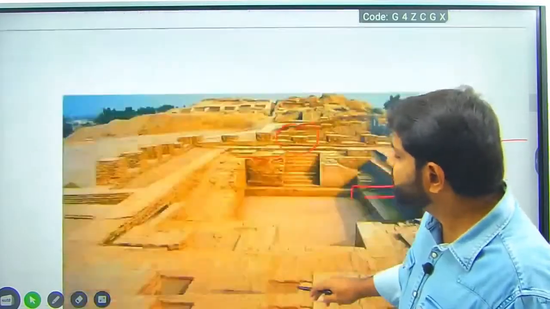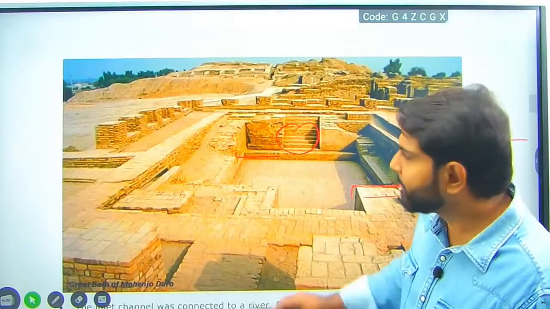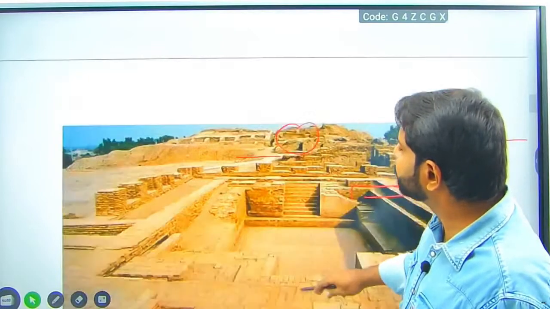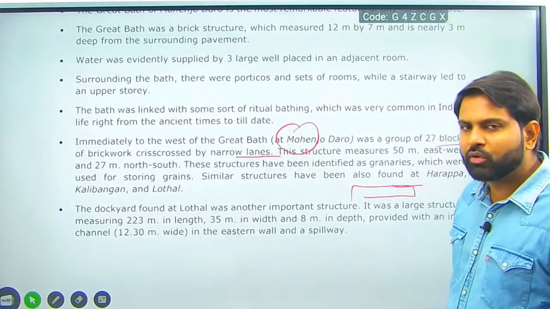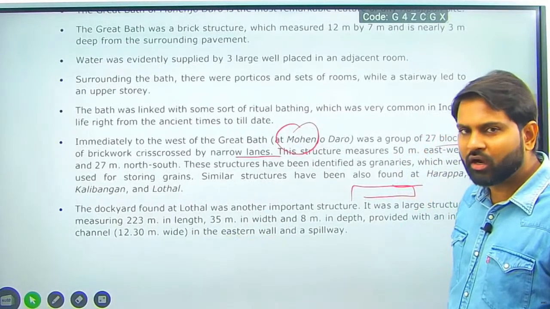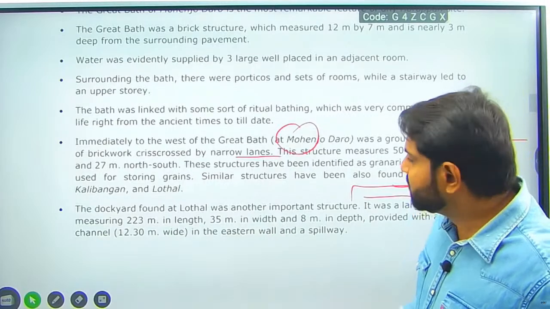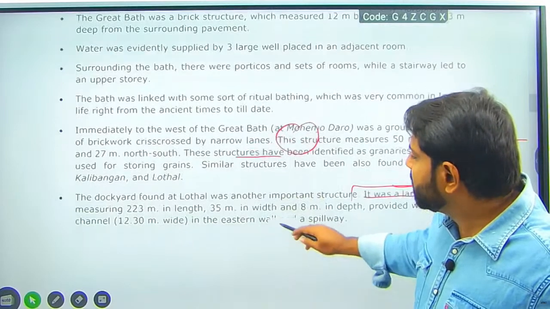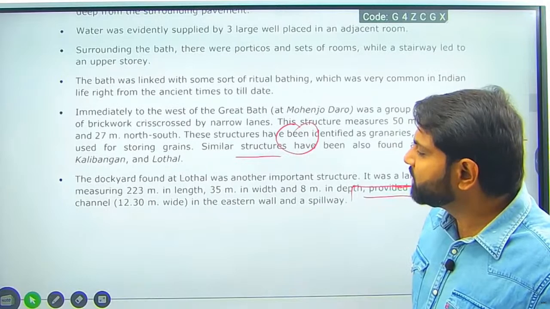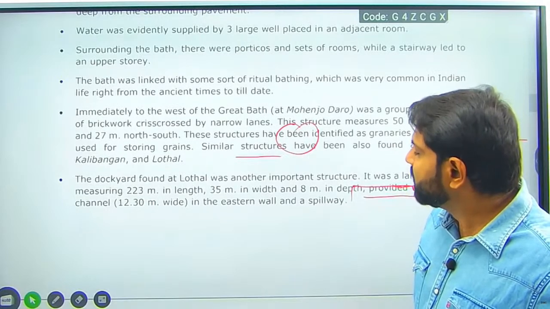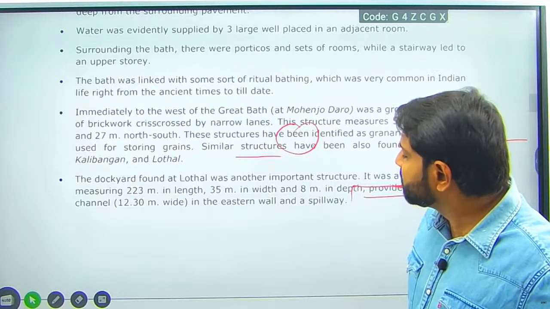So you can see this one, the granaries side-wise. The dockyard found in Lothal, this might be the place where we traded with other civilizations, was another important structure. It was a large structure measuring 223 meters in length, 35 meters in width and 8 meters in depth, provided with an inlet channel in the eastern wall and a spillway.